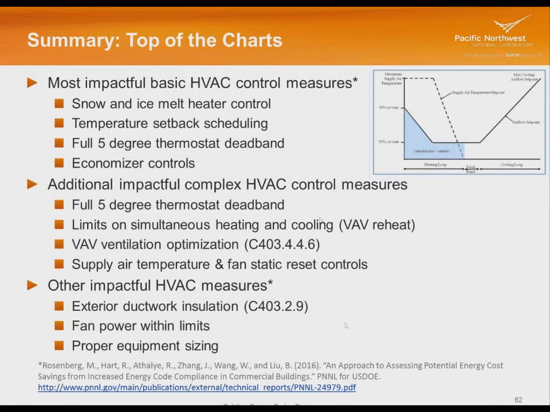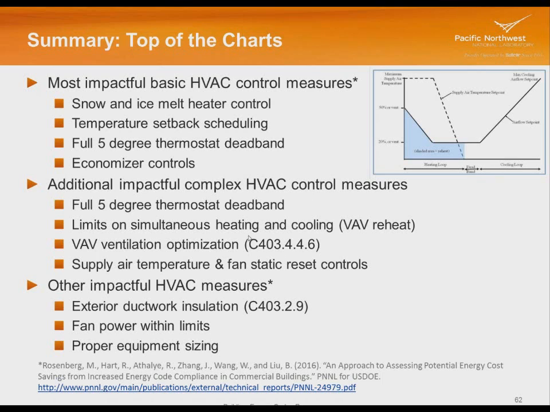So let's just summarize. We had all these individual items that I would call my top of the chart items, high impact code items. Certainly every code item ought to be enforced, but these are items that have a particular high energy impact. The snow and ice melt control, where those apply, temperature setback on simple systems, 5-degree deadband, economizer controls, having that high limit set properly. On the more complex systems, again, the 5-degree deadband does apply. It needs to be in there in your zone box controls, and there are limits on simultaneous heating and cooling.